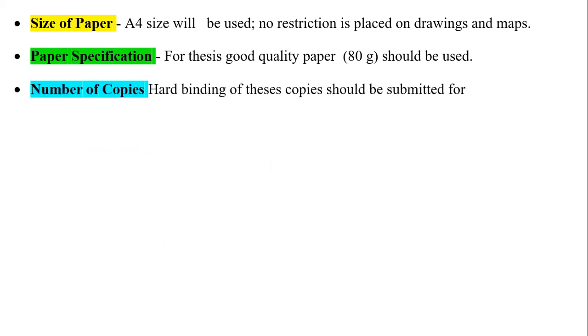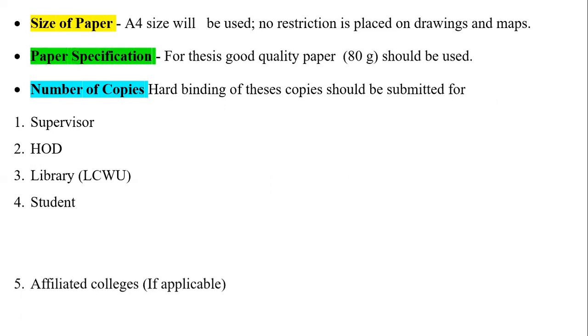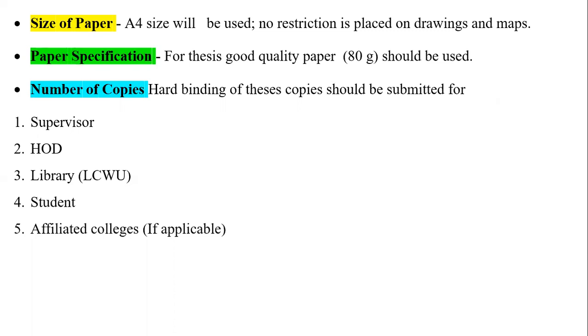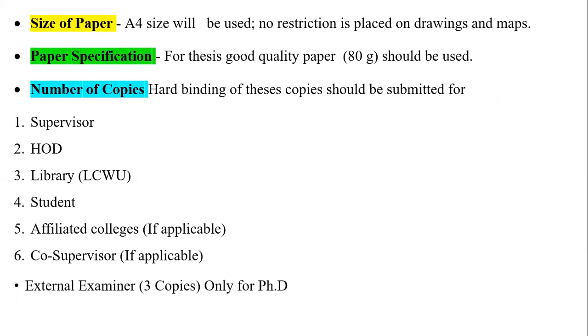And many students ask how many copies we have to submit at the time of submission after approval of thesis. Then generally four copies are bound. The first copy for supervisor, the second copy for HOD, the third copy for library, and the fourth copy for student. But there are few exceptions. If you are enrolled in an affiliated college, one copy will go for the affiliated college. And if you have a co-supervisor, one copy will go for the co-supervisor. And in case of PhD, three copies will go for external examiner.